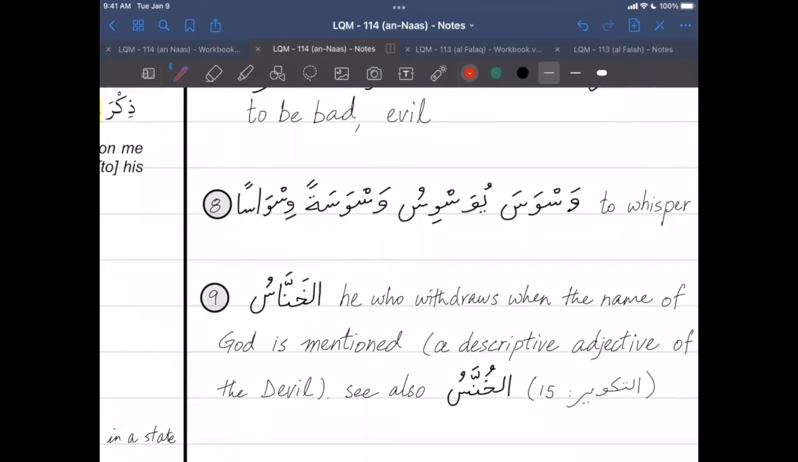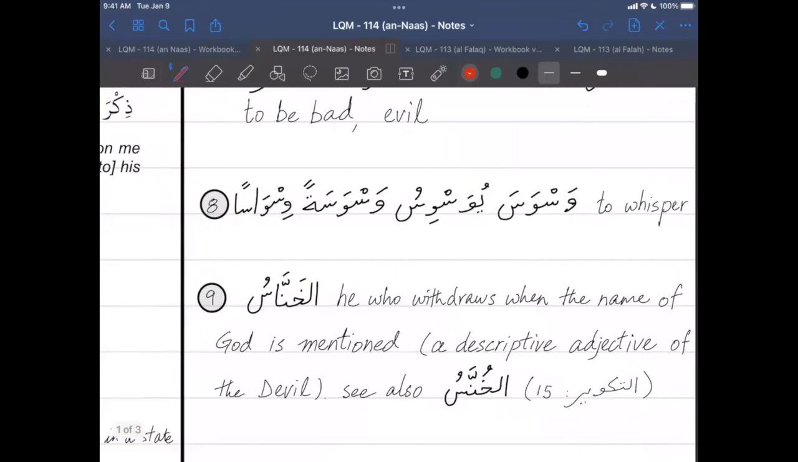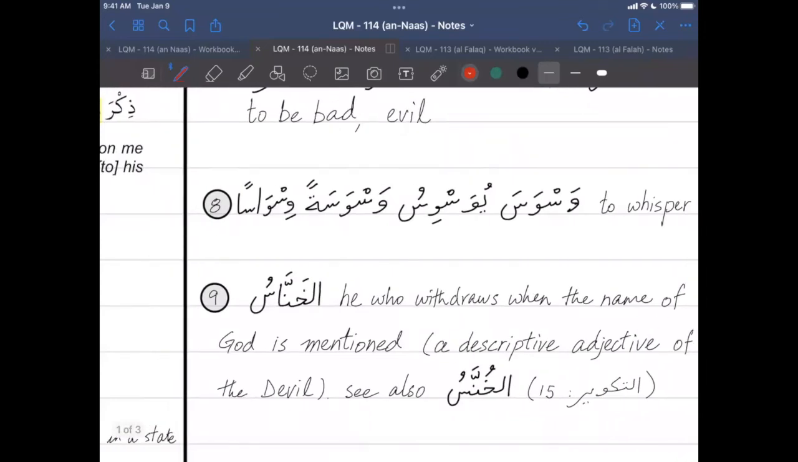No verbal root for this. Al-Khannas, he who withdraws when the name of God is mentioned. So this is a descriptive adjective of the devil. It is a quality of the devil that he would withdraw himself whenever the name of God is mentioned.